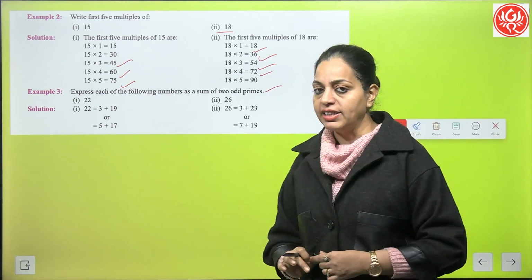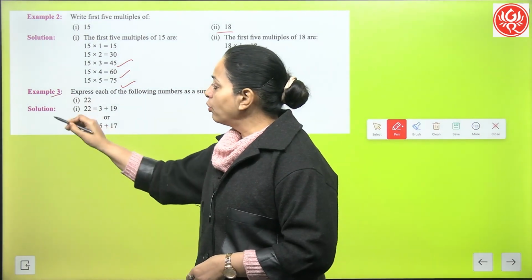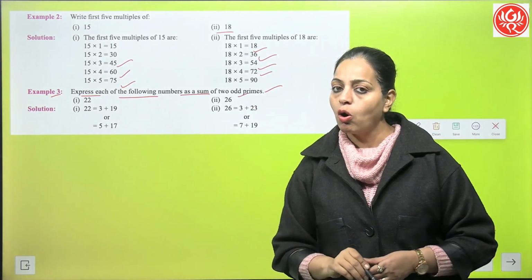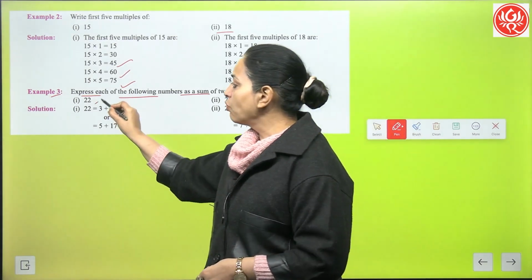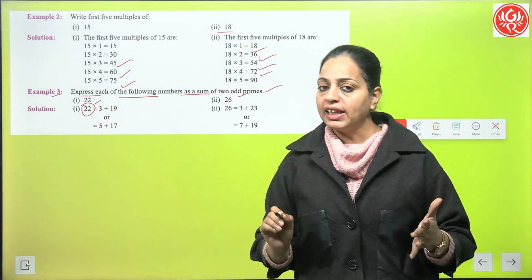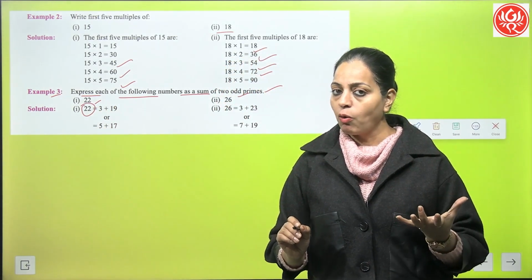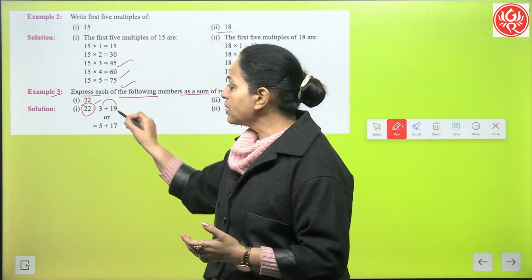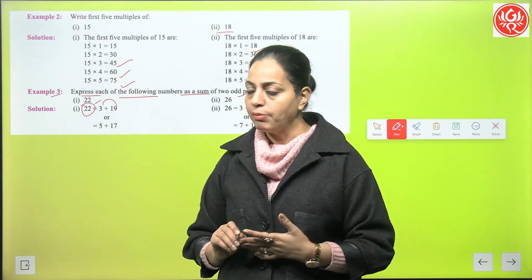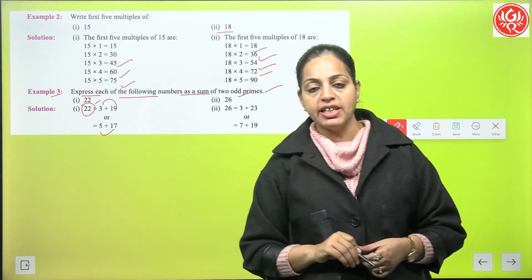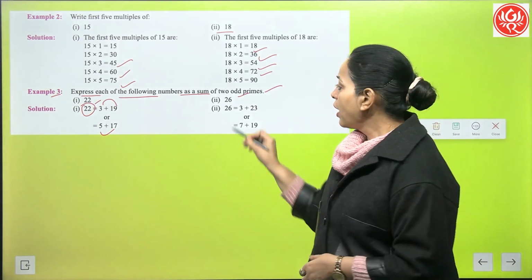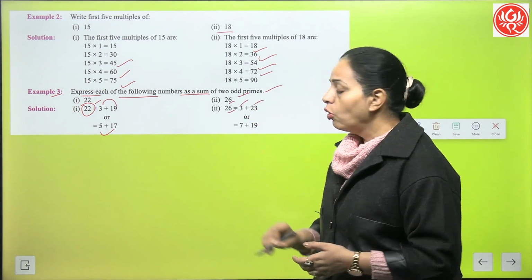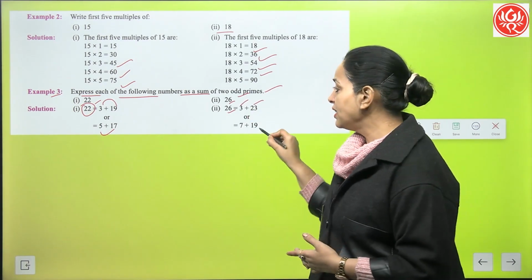Okay. Now the example 3, express each of the following numbers as a sum of two odd primes. See the first part 22. 22 को हमें ऐसे लिखना है दो नंबर्स के सम की फॉर्म में, so that those two numbers are prime numbers. So here 3 plus 19, 3 and 19 both are prime, or you can write 5 plus 17, this is also correct.